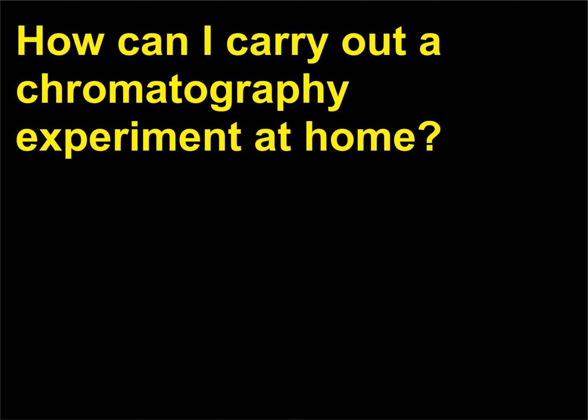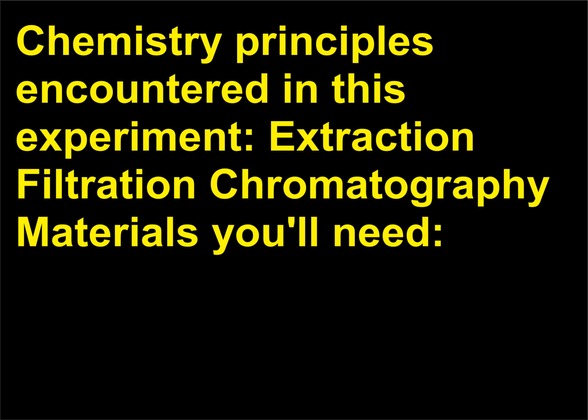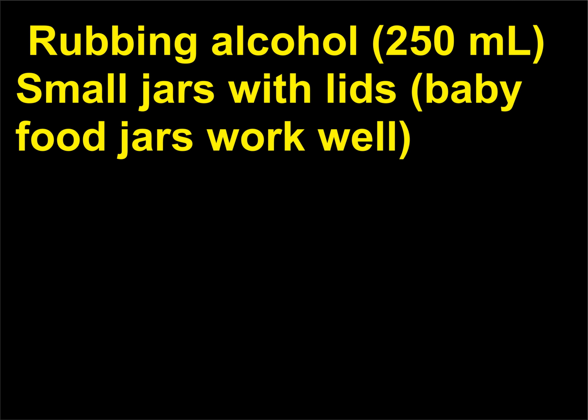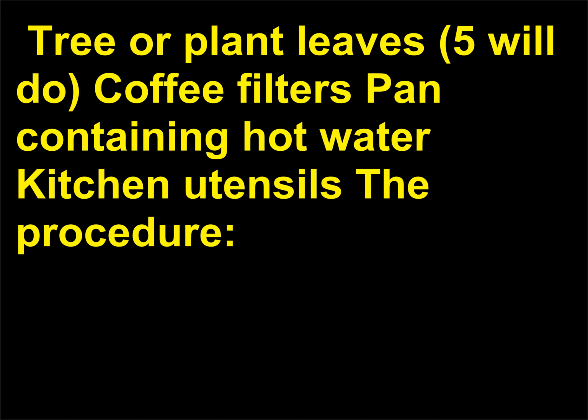How can I carry out a chromatography experiment at home? Chemistry principles encountered in this experiment: extraction, filtration, chromatography. Materials you'll need: rubbing alcohol, 250 ml, small jars with lids, baby food jars work well, tree or plant leaves, 5 will do, coffee filters, a pan containing hot water, kitchen utensils.